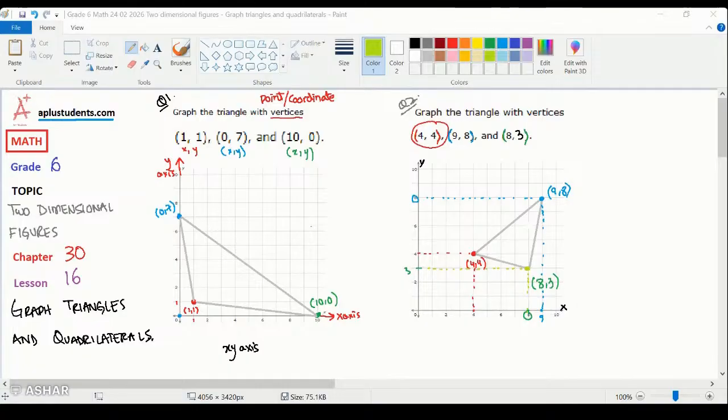Okay. Let's have a look at another example. For the next question, they're asking us to graph the triangle with the vertices. Some vertices are given to us.